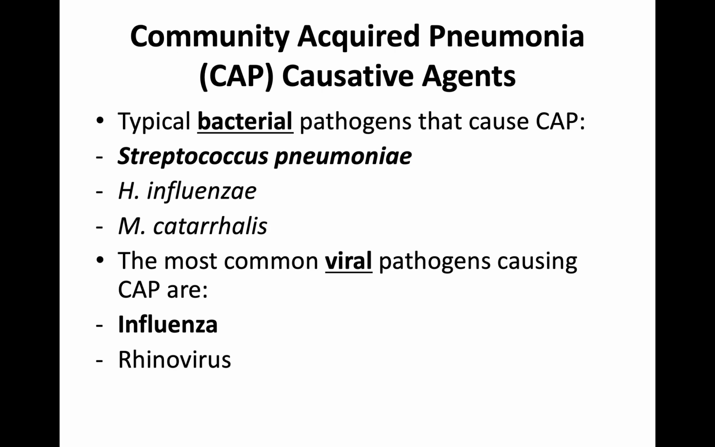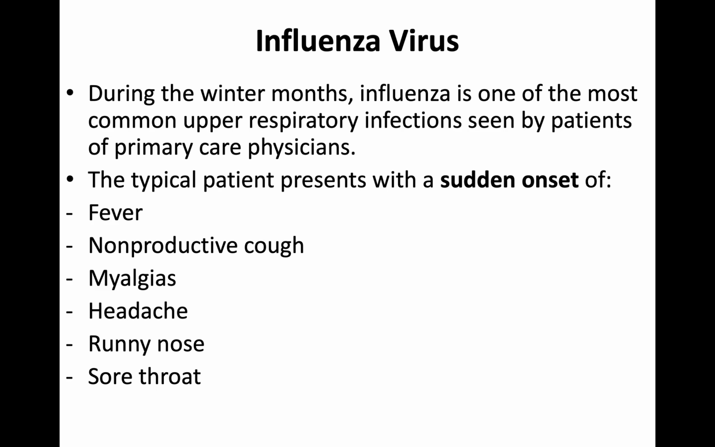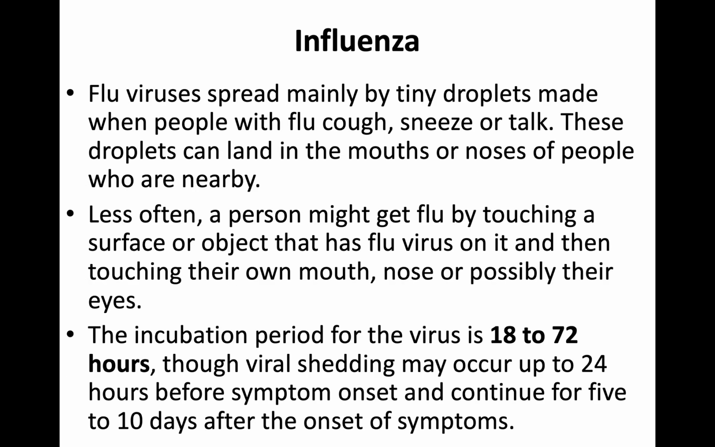The most common viral pneumonia, I don't know if it's the most common, but influenza is something, of course, we see every year. Influenza virus during the winter months, patients usually present with a sudden onset of fever, a non-productive cough, which sort of distinguishes it from a bacterial pneumonia where there's a lot of mucus being produced. People with the flu have a cough, but it's usually non-productive. And headache is another very common symptom, and sore throat, which make it look like influenza over a bacterial pneumonia.